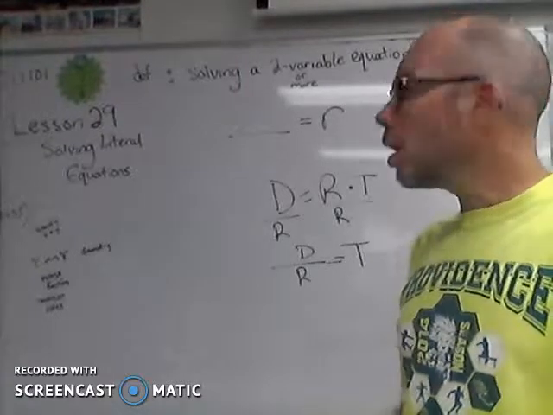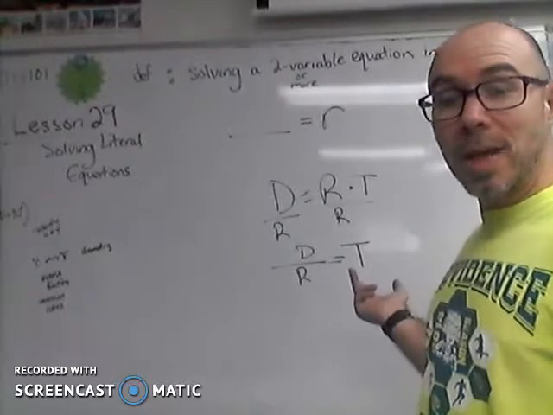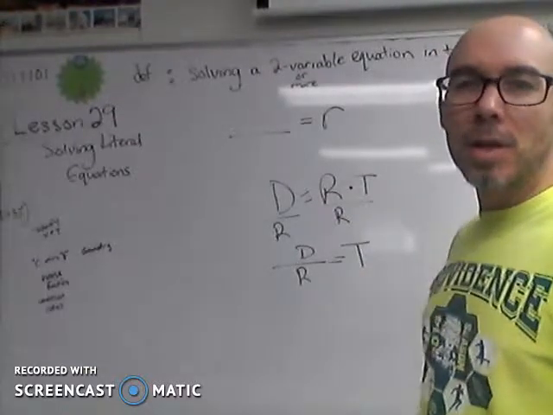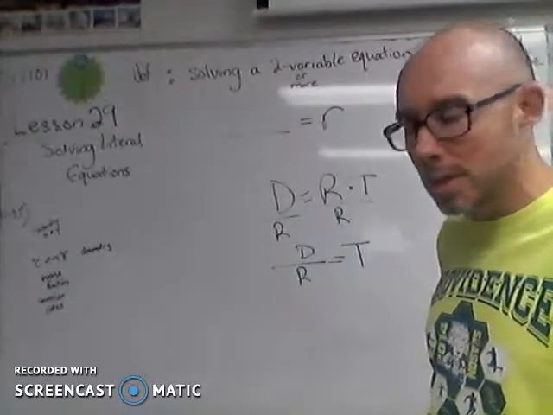Okay? Or I've got 50 miles to go. I only have 20 minutes to get there. How fast do I need to be going in order to go there? You want to solve for r in terms of distance and time.